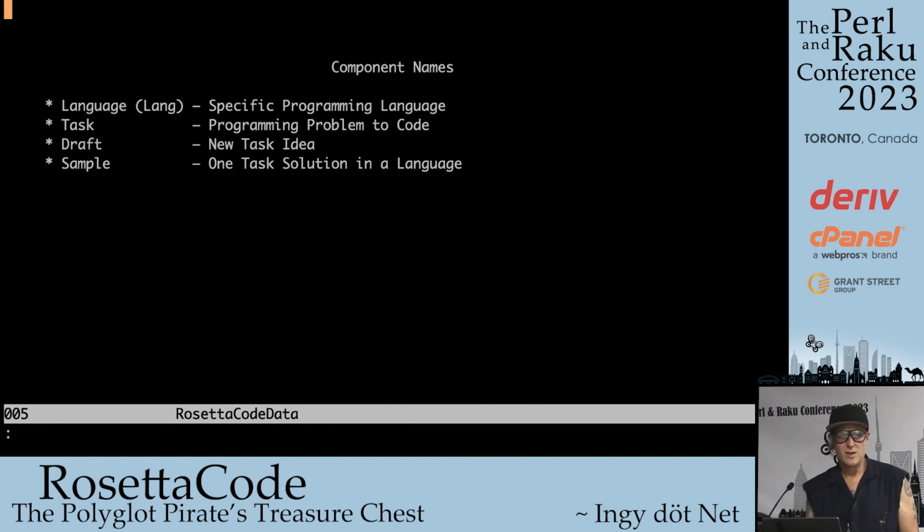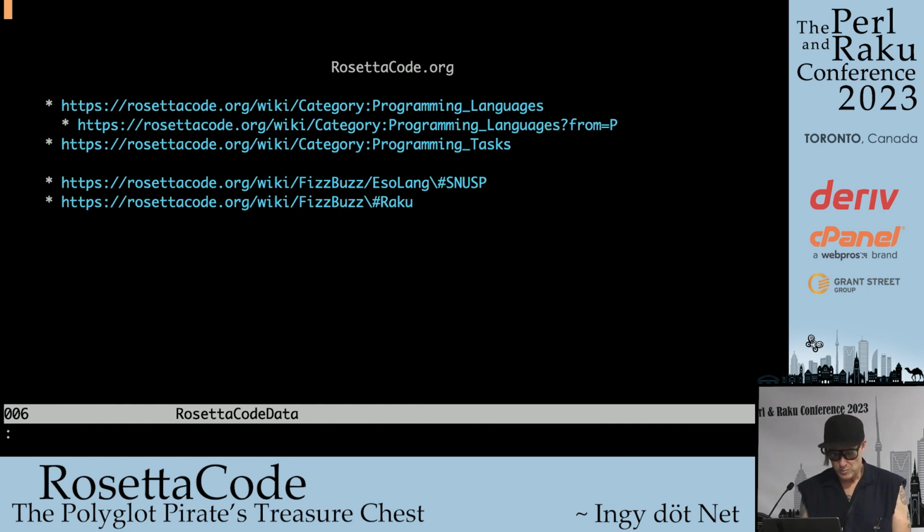So, kind of vocabulary. The important thing here is sample. That's what I call a specific code instance, and I think that's what they call it a few times there on Rosetta Code. So a draft is a new task idea. We'll see a little bit about that.